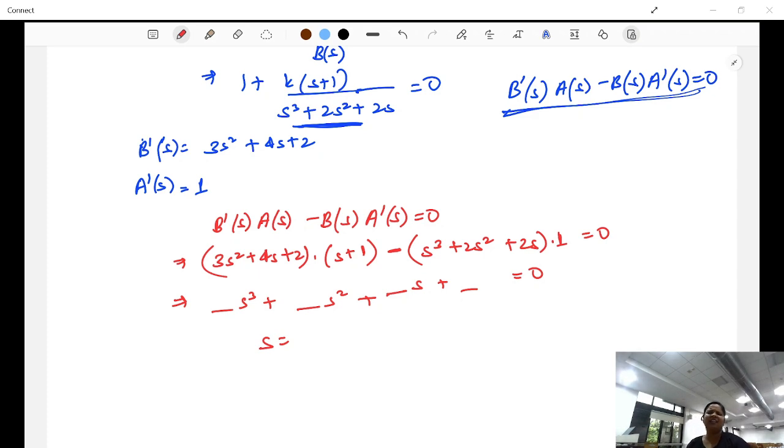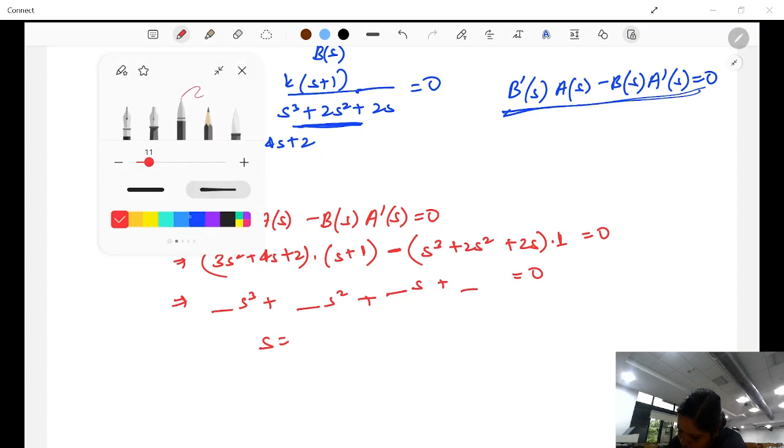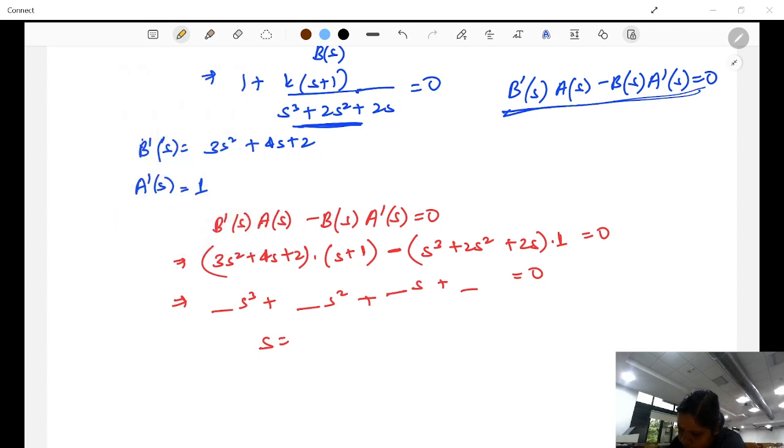You can just simplify it and use some polynomial root finder. Don't find the root on your own. If I'm not wrong, the coefficients should be: this is 2, this should be 5, this should be 4, and this should be 2. See if you're getting the same answer, and tell me what the roots of this equation are.